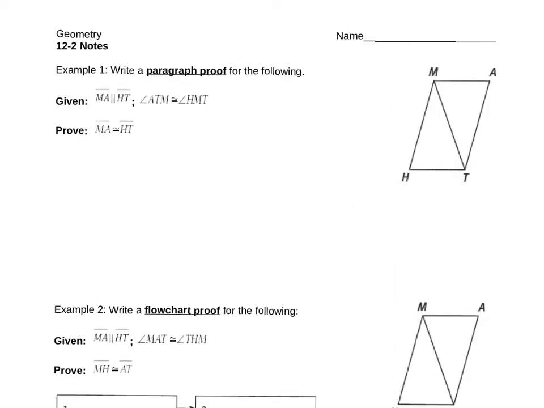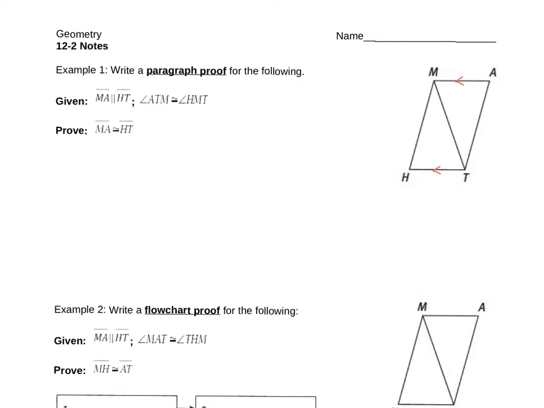In example 1 here, we're going to write a paragraph proof for the following. So we have two pieces of given information. We have that MA is parallel to HT. So I'm going to go ahead and mark that on my figure right now, that MA is parallel to HT. I know that's the beginning information that I'm going to start with. We also see we have another given where we have angle ATM is congruent to angle HMT.